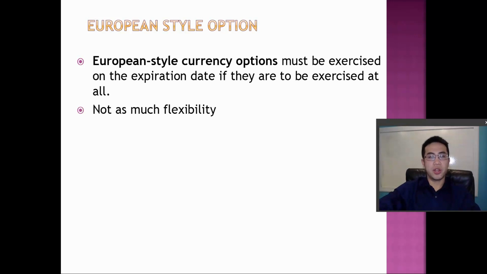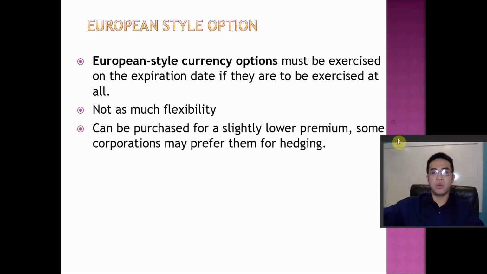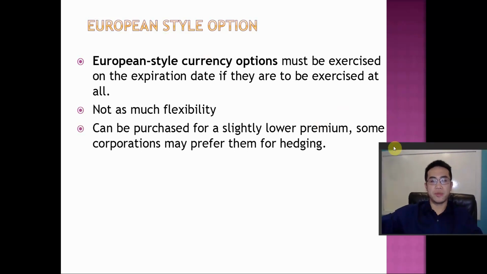Well, you can see that the European style option does not provide much flexibility, so it should also be sold at a cheaper price. So what do we call the price of options? We call it option premium. So the European option, since it's offering less flexibility or freedom, can be purchased for a lower premium or lower price. And some of the corporations may prefer this European style option for hedging.